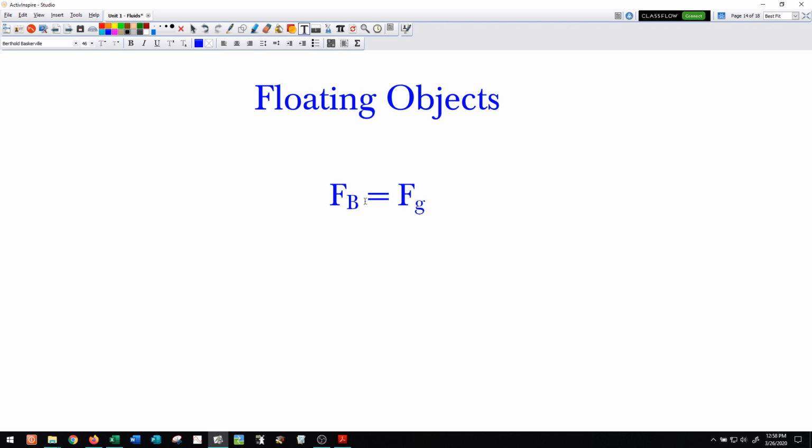If you had a buoyant force that was greater than the force of gravity, it would just float up. So in a situation where the buoyant force was greater than the force of gravity, you would have something like a helium balloon that just keeps lifting forever until that buoyant force changes because the density of the fluid changes.